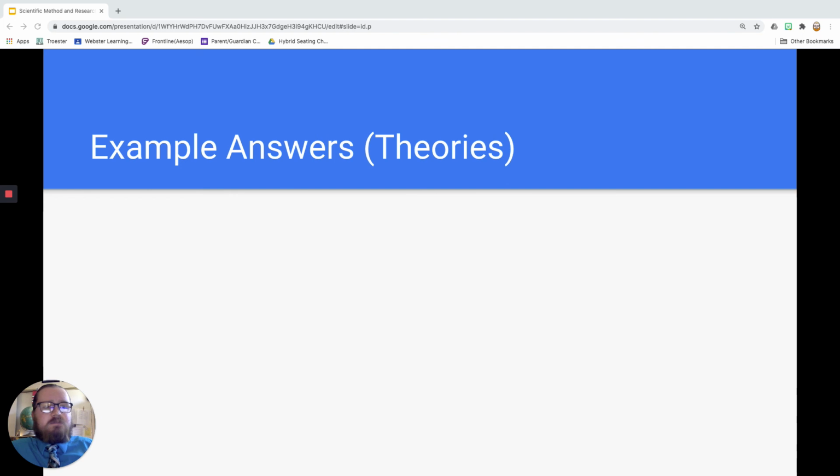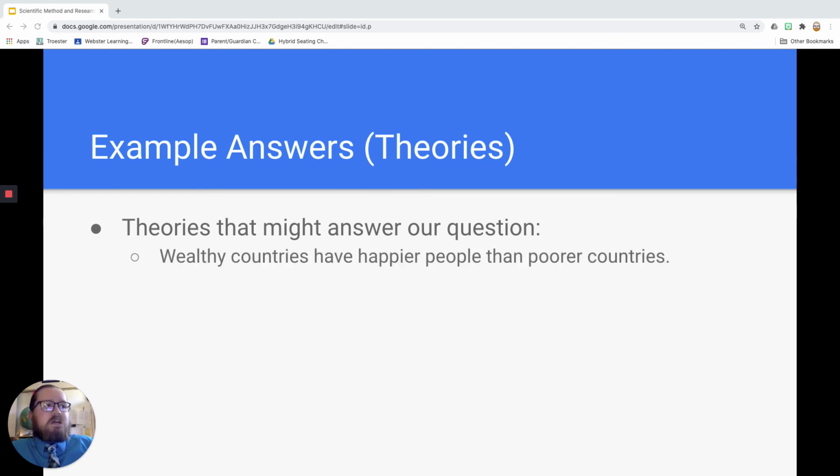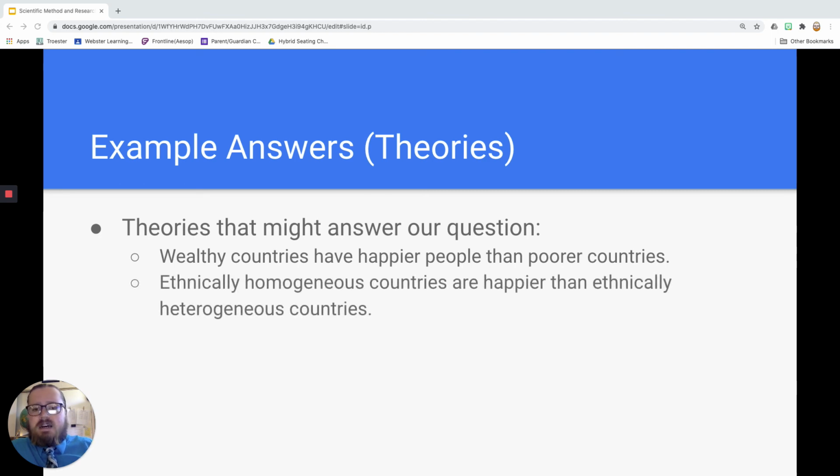Okay, now in the previous slide, we discussed theory as the answers to our questions. And so here in this slide, we're going to look at some example answers or example theories to get at our root question. Why are Danes happier than Americans? Well, one potential answer, one theory, is that wealthy countries have happier people than poorer countries. Another theory is that ethnically homogeneous countries are happier than ethnically heterogeneous countries.